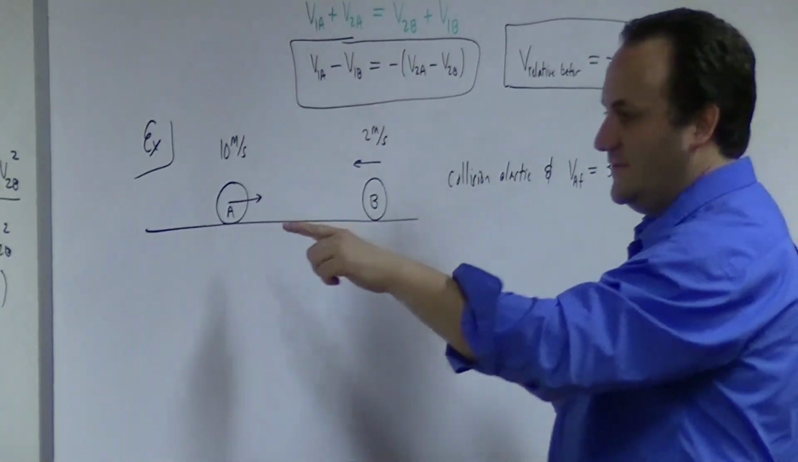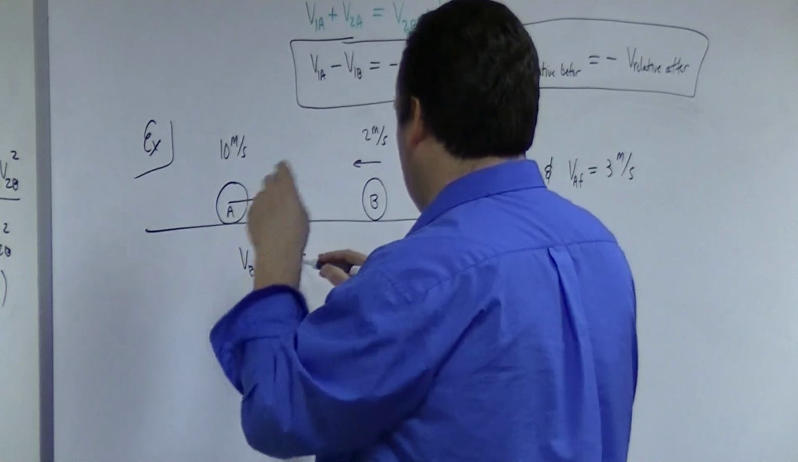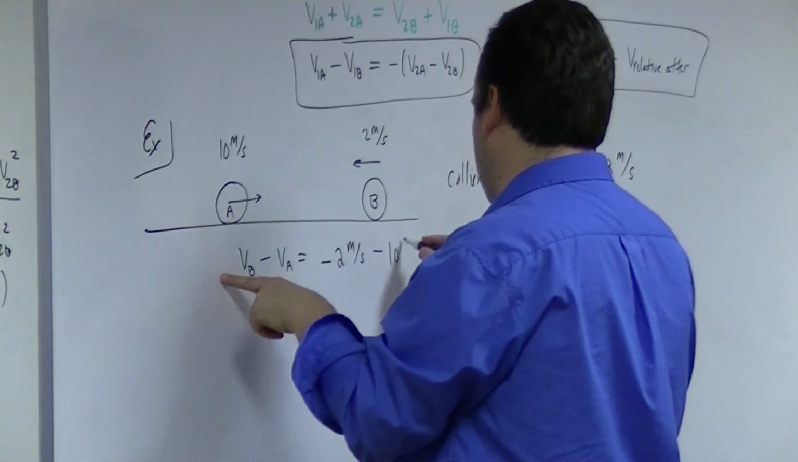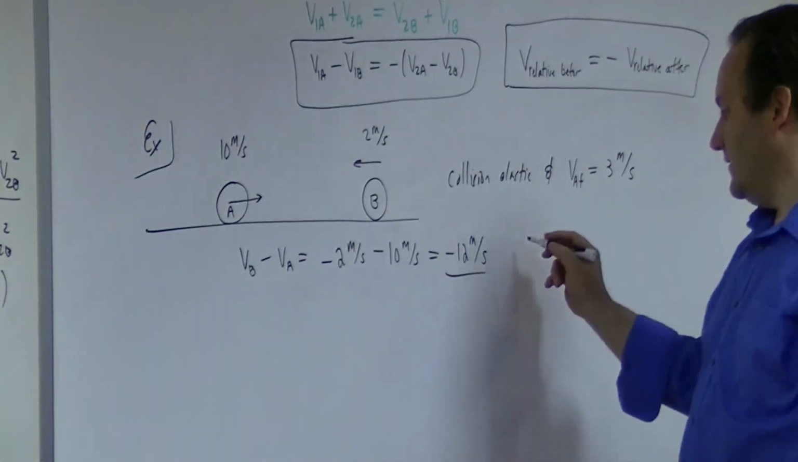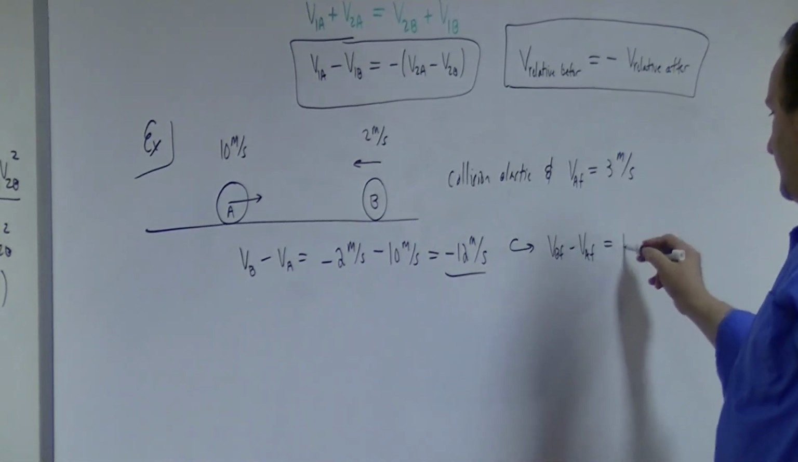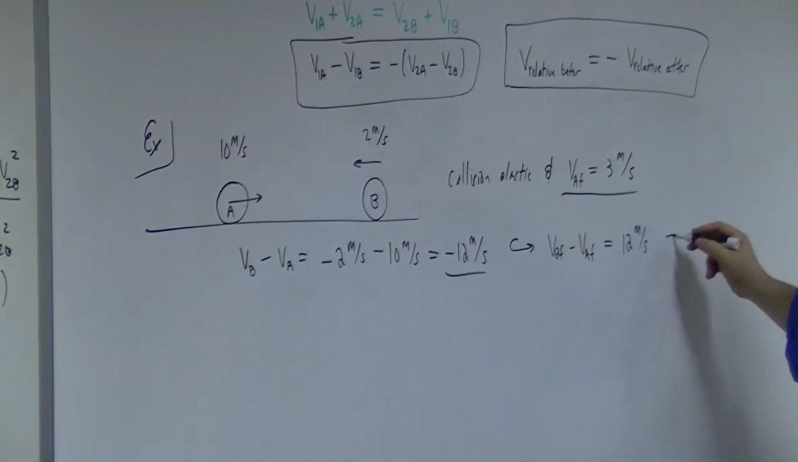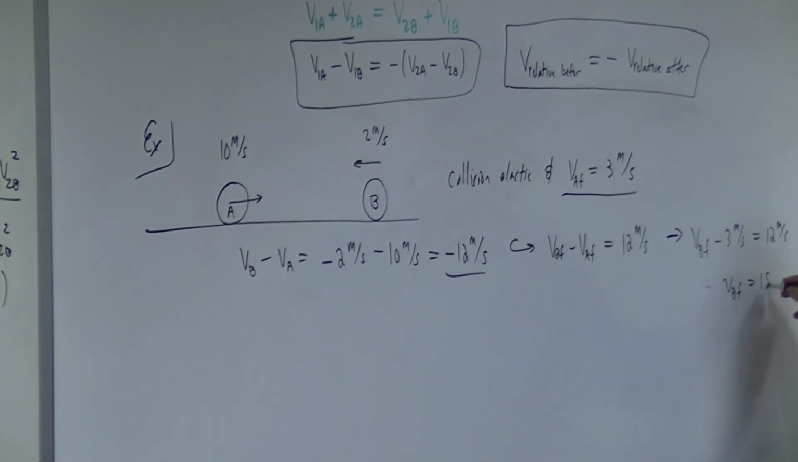So the relative velocity before, VB minus VA, would be like, let's see, minus 2 meters per second minus 10 meters per second, right? So the relative velocity before, in this example I'm working, is minus 12 meters per second. So that says that VBF minus VAF is equal to 12 meters per second, okay? But if I tell you that VAF is 3 meters per second, that tells me that VBF minus 3 meters per second is equal to 12 meters per second. So therefore, the velocity of the remaining mass is 15 meters per second.